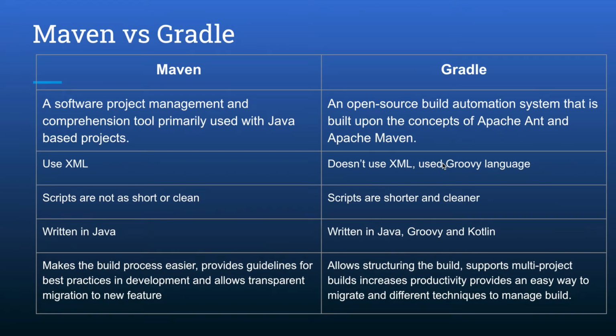And there is a comparison between Maven and Gradle. As we already know, Maven is a build tool, and it is very popular in the market, and it's XML based. But Gradle is also a build tool. Maven is a software project management and comprehension tool primarily used for Java-based applications, and Gradle is an open source build automation system. Both are open source, free software, and you can use them for Java applications. And Maven is from Apache, Apache Maven.